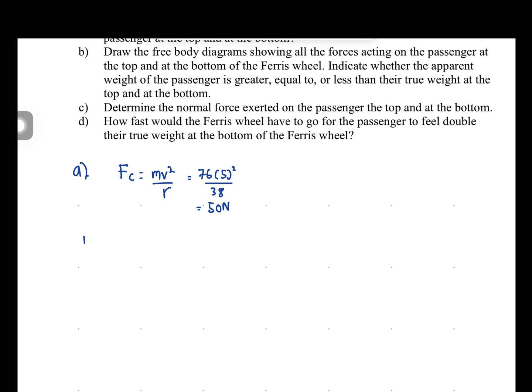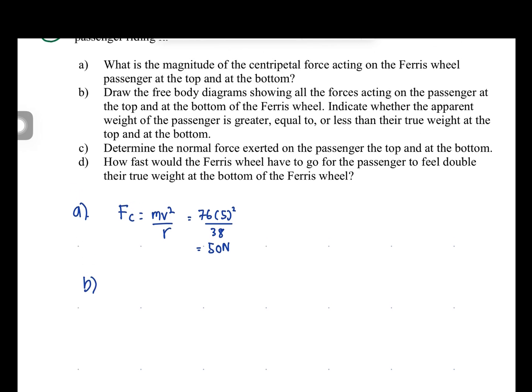Okay. Part B: the question asks you to draw a free body diagram showing the forces acting on the passenger at the top and the bottom of the Ferris wheel. We also have to state whether the apparent weight is greater than, equal to, or less than the true weight. So what is apparent weight? Apparent weight refers to the normal force. Whatever we feel as our weight is based on the normal force. If the normal force is higher, then we feel a bit heavier, right? That is your apparent weight.